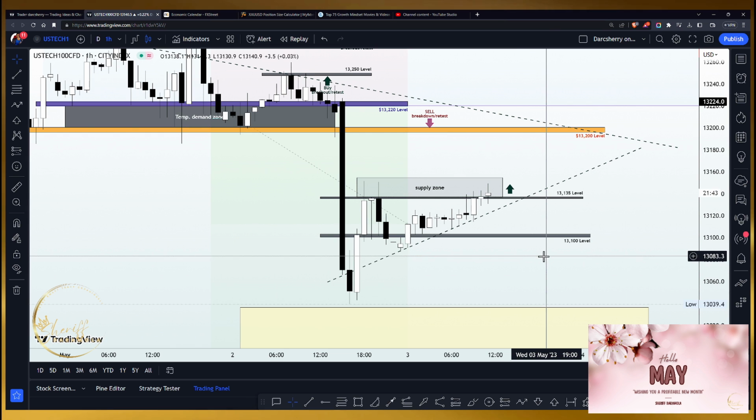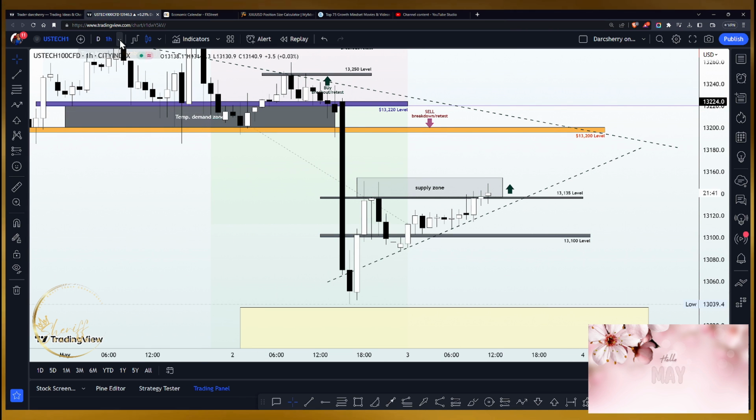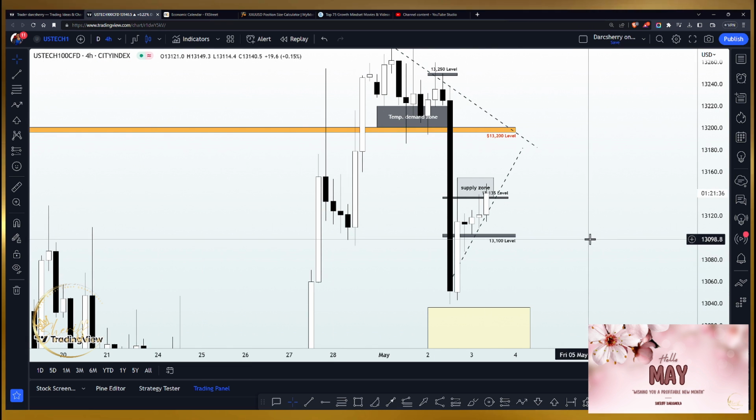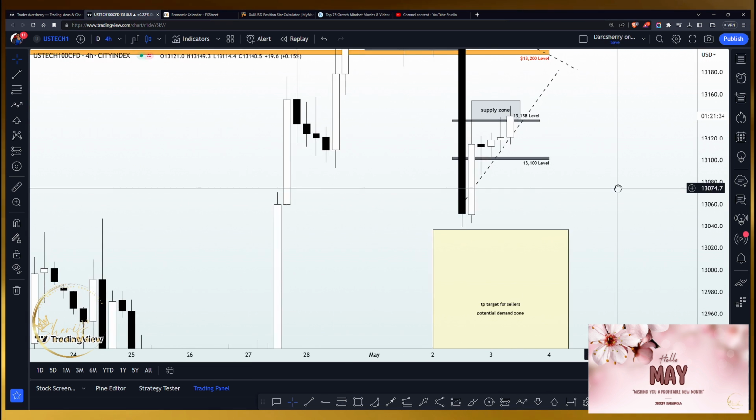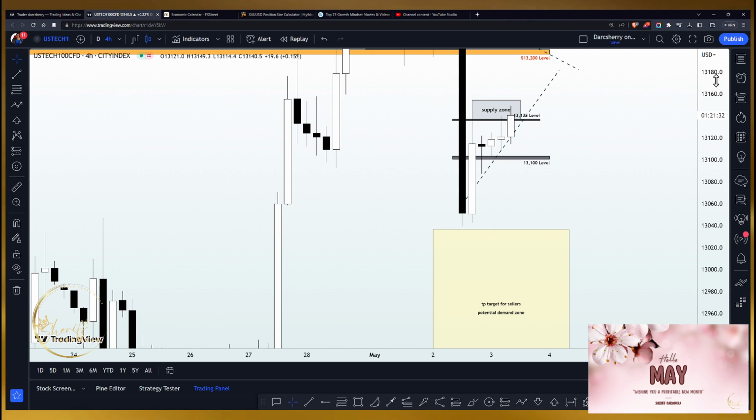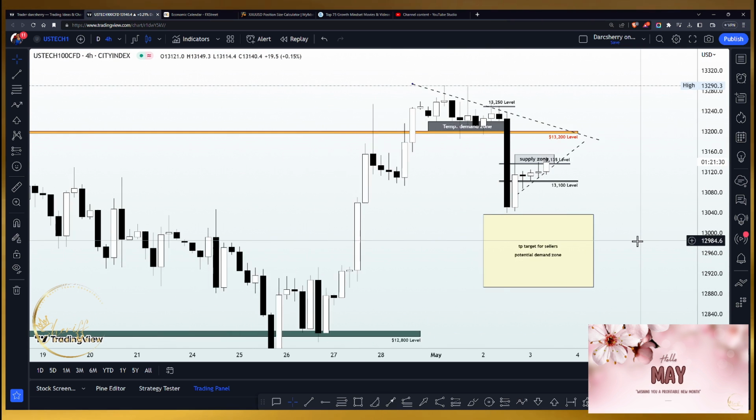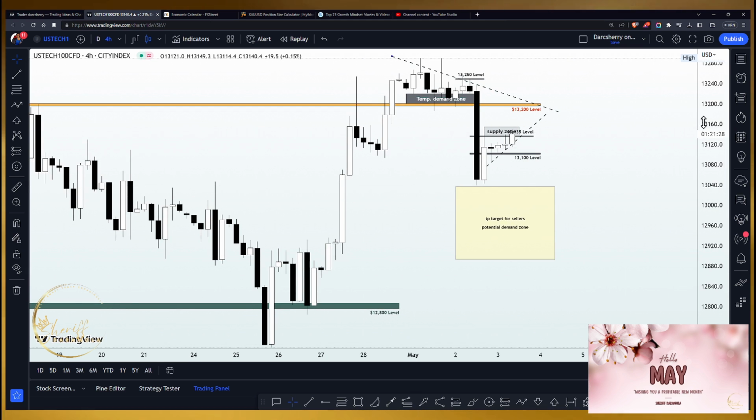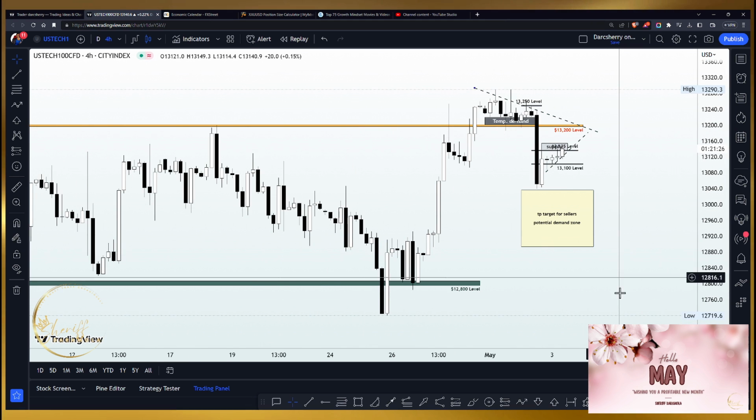Remember, we identified a TP target zone on Monday on this platform. So let's run through the 4 hours time frame where we spotted a potential TP target zone, and the reason why we spotted that area I will be explaining to you in a moment. Now look at what we saw here on the 4 hours time frame.